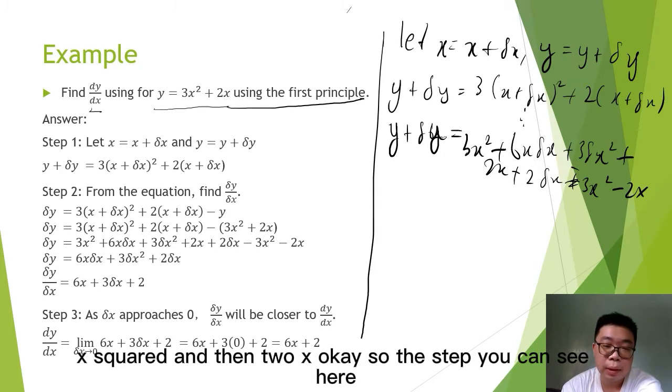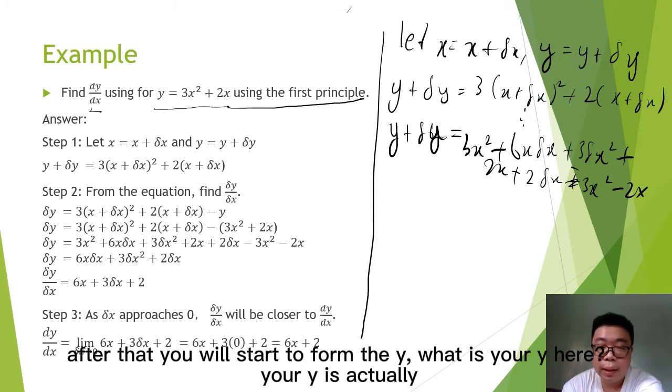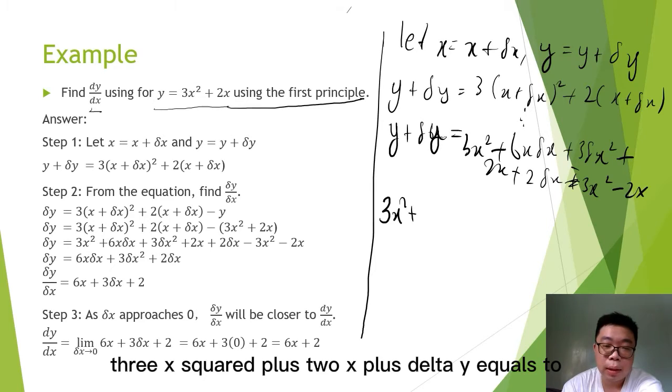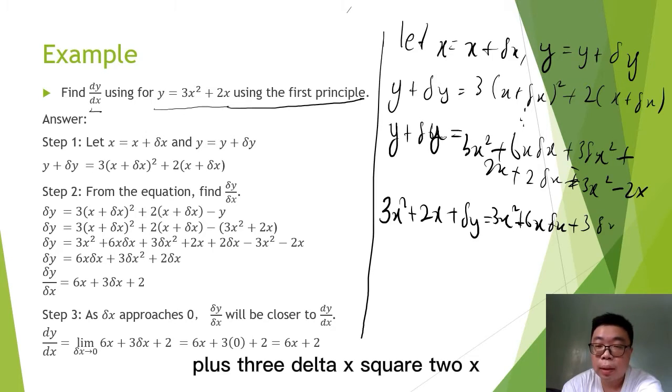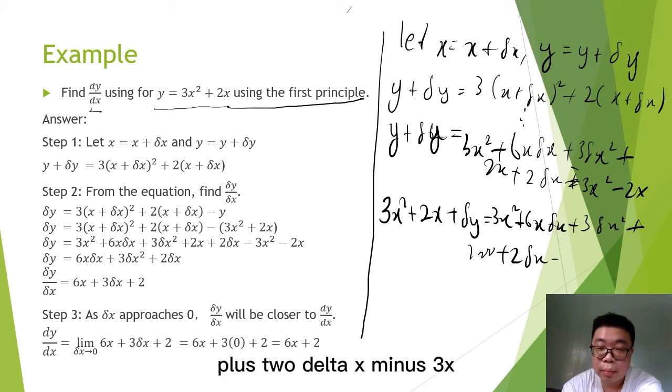So the step you can see here. After that, you will start to form. What is your y here? Your y is actually 3x squared plus 2x, plus delta y equal to all this. I will write here 3x squared plus 6x delta x plus 3 delta x squared plus 2x plus 2 delta x minus 3x squared minus 2x.